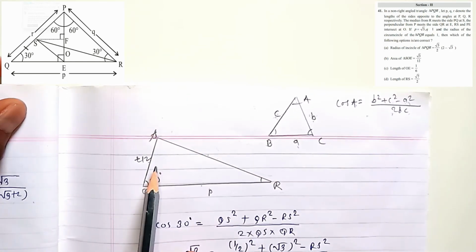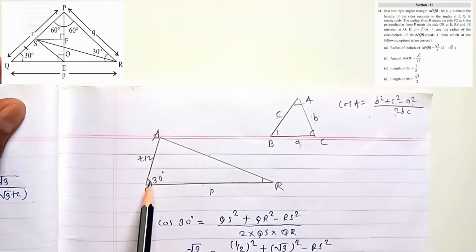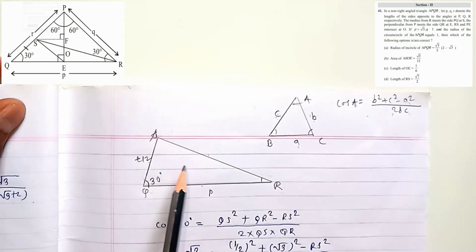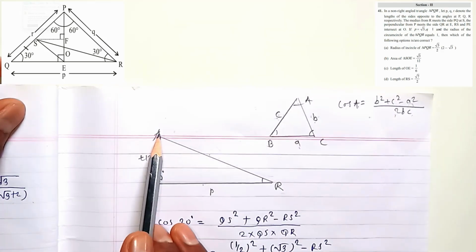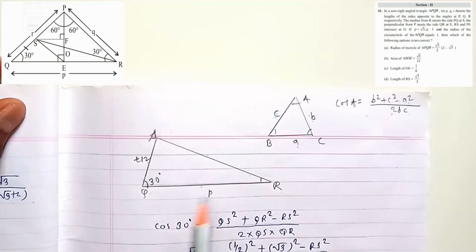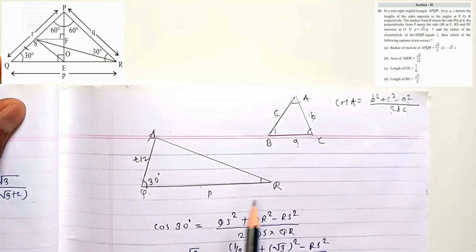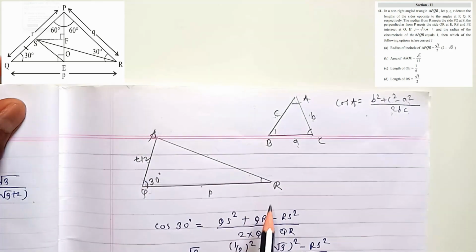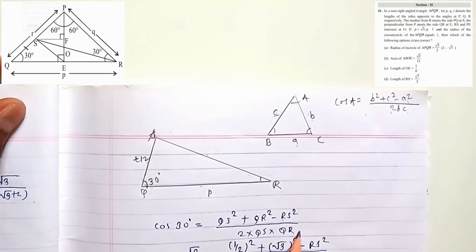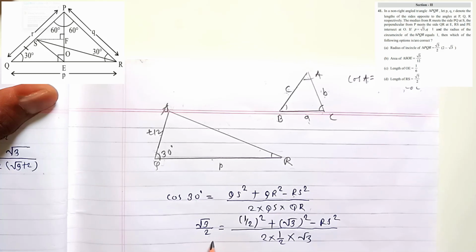So we can use cos 30 here, cos A as 30 degrees. So cos 30 equals QS square, that means this opposite side square, this square plus this square minus this square. Like AC square plus AB square minus BC square, here it is QS square plus QR square minus RAS square, upon 2 times QS QR. The value of cos 30 is root 3 by 2, so you need to know these values.